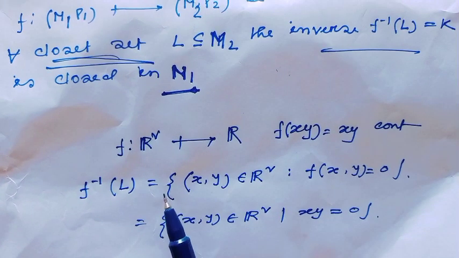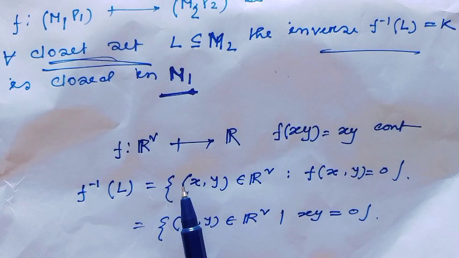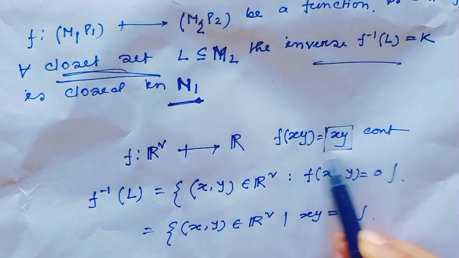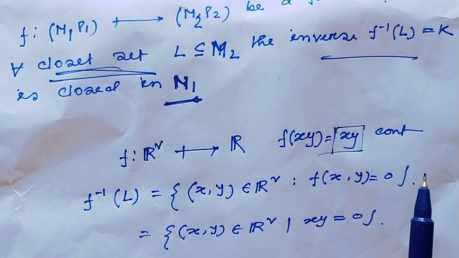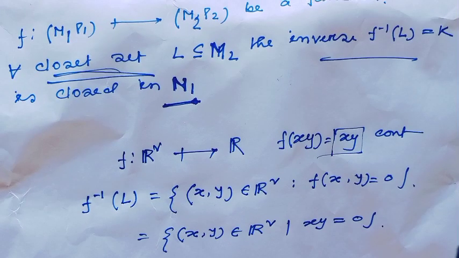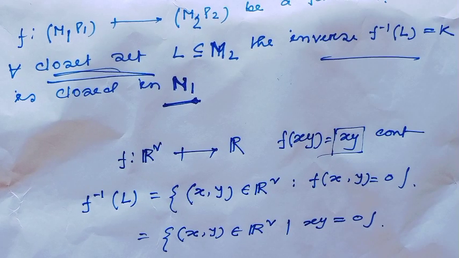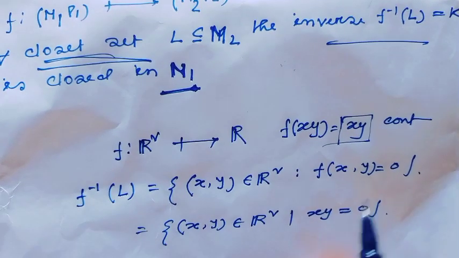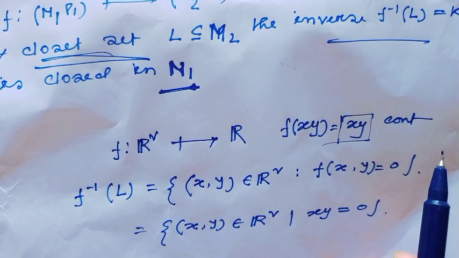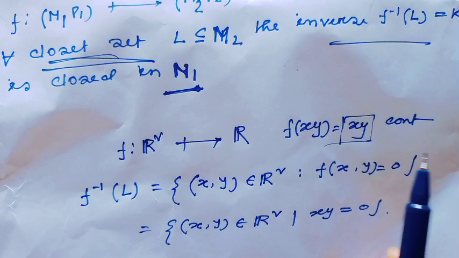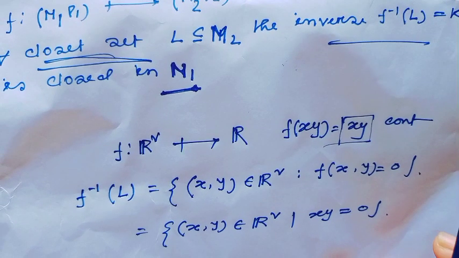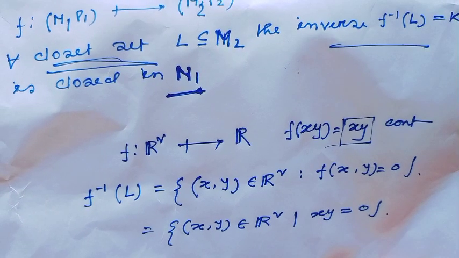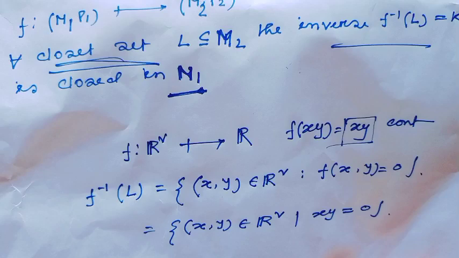One example. First example: consider a mapping f from R² to R, defined by f(x, y) equals x times y. Obviously, this is a continuous function because the first component x goes to x and the second component y goes to y, and their product is also continuous. Since both components are continuous, their composition is also continuous.